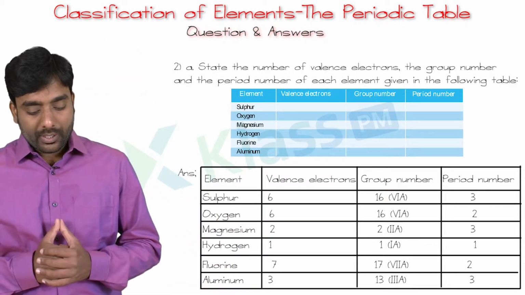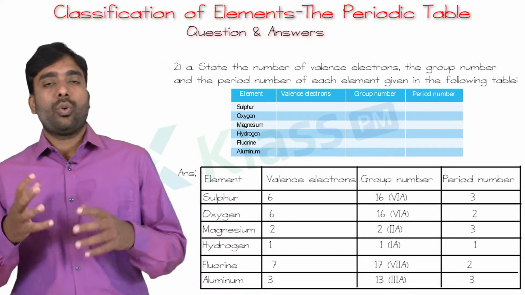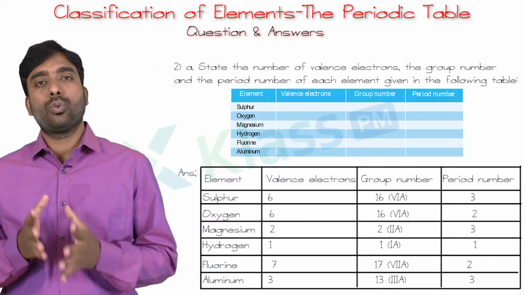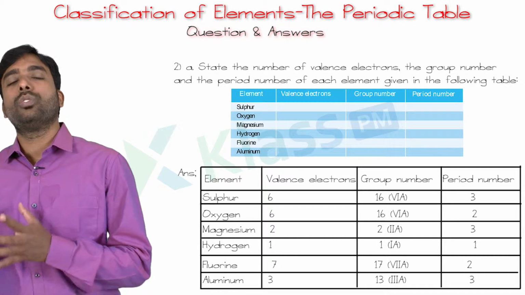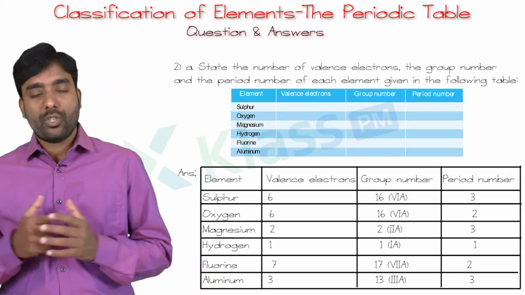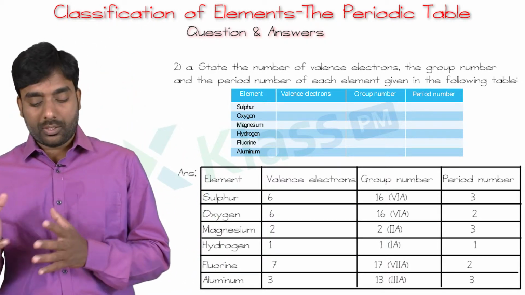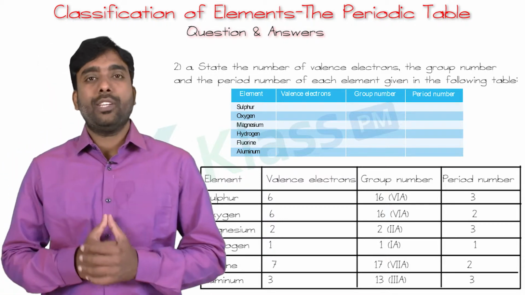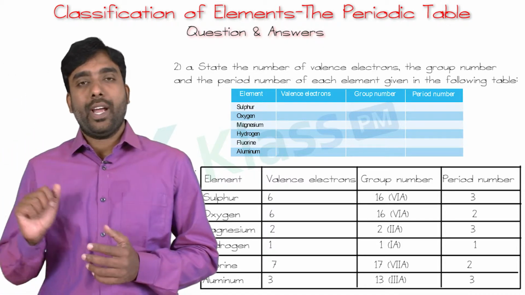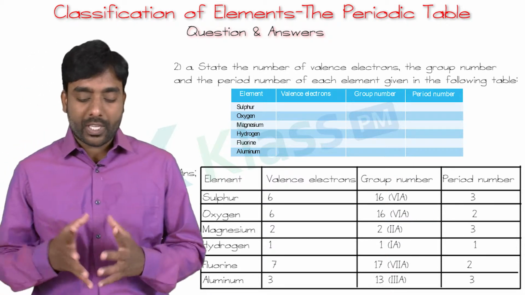Next question, that is aluminium. Aluminium's atomic number is 13. Its electronic configuration is 1s2 2s2 2p6 3s2 3p1. There are 3 electrons in its valence shell. The number of valence electrons is 3, so 10 plus 3 is the 13th group, and n is equal to 3, that's why it belongs to the third period. This is the way we can fill this table.